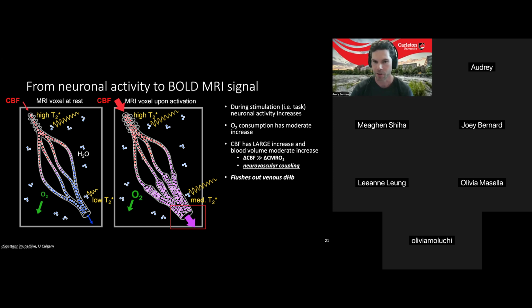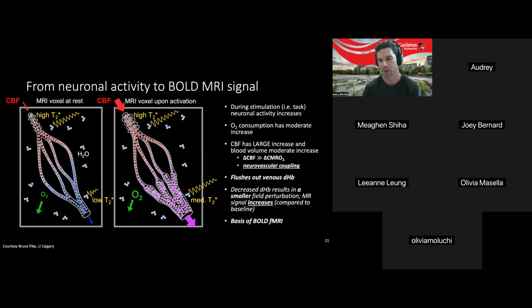So this increase in blood flow actually delivers an oversupply of oxygenated blood. This flushes out some of the deoxyhemoglobin in our veins, resulting in a smaller perturbation of our magnetic field. So our MRI signal actually increases relative to baseline. When we have increasing brain activity, we get an increase in our MRI signal locally where that brain activity changed. And this is now the basis of the BOLD functional MRI signal.